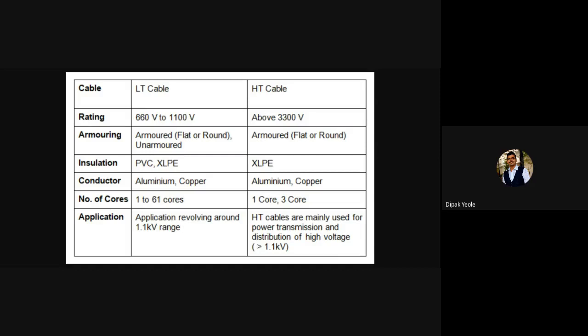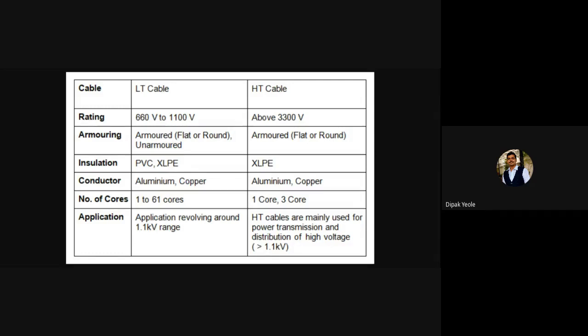So let me type in the chat box so that you will understand what XLPE is. XLPE stands for cross-linked polyethylene. No doubt it is a chemical, it is a material. And whenever the question is asked, what is XLPE? X stands for cross, L stands for linked, and PE stands for polyethylene.